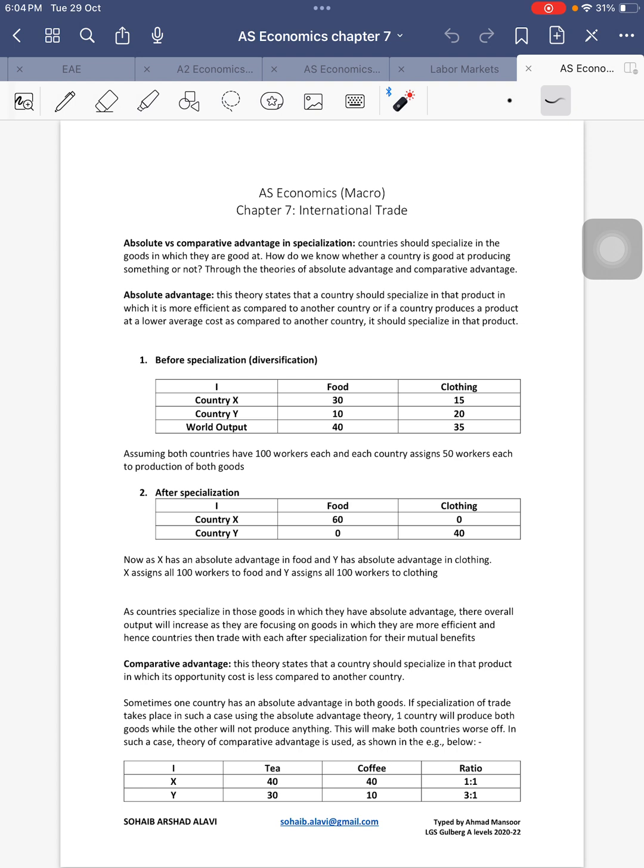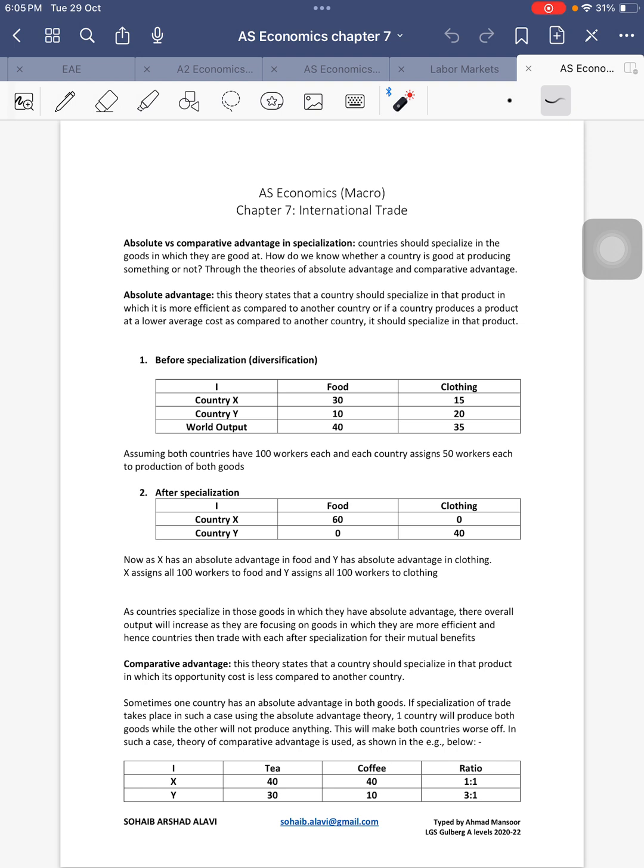Initially, I'll go through a few important definitions. Then we'll look at the workings of absolute and comparative advantage and figure out how we come up with absolute and comparative advantage for countries, right? So let's actually go through the definitions first.